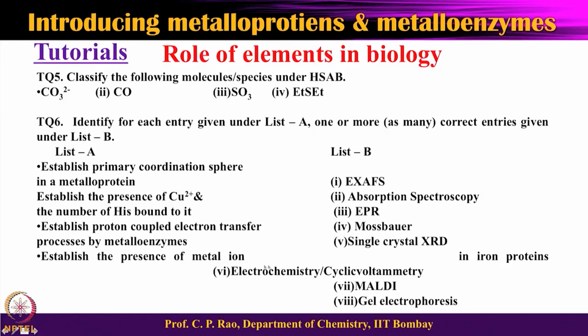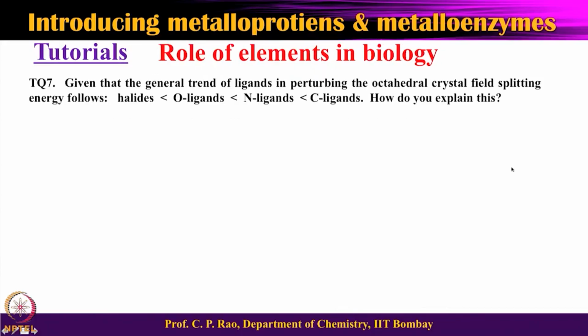So, establish the presence of a metal ion in iron proteins. Okay. Establish the presence of an ion, Mössbauer. So, if you have Mössbauer here, yes, absolutely you can find it straight away. Of course, you can also use EPR etc., and you can also use, for that matter, at some stage the absorption, but mainly these kinds of things.